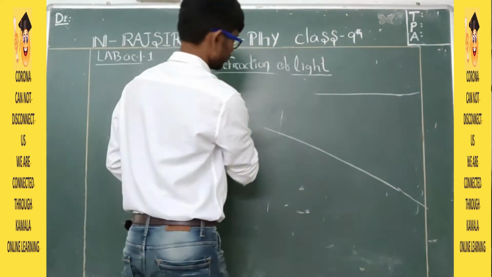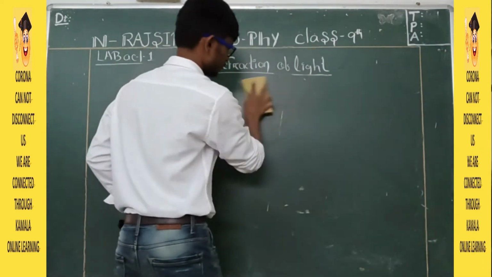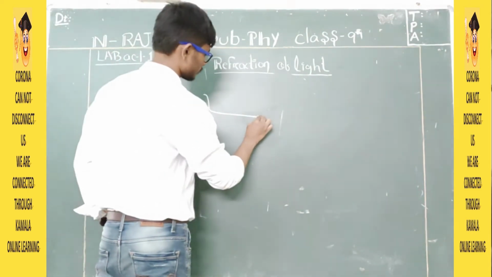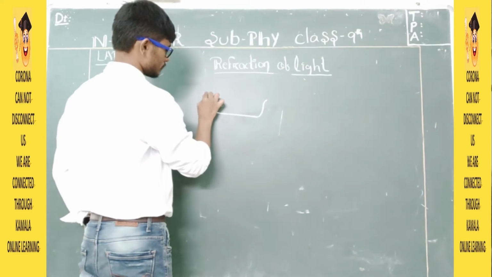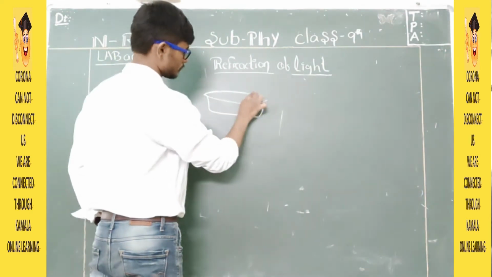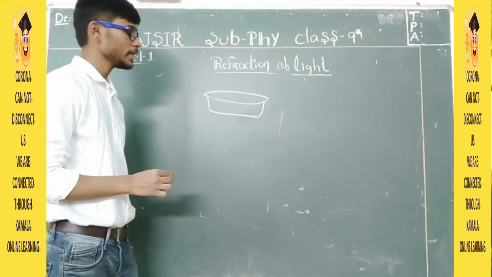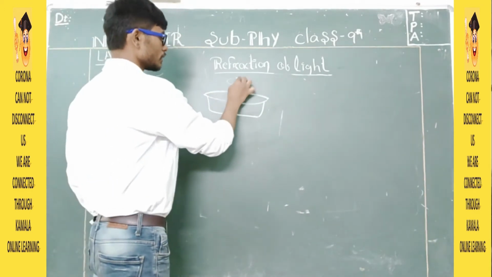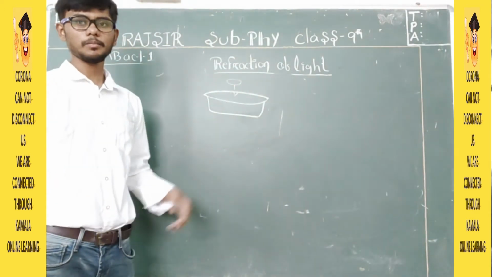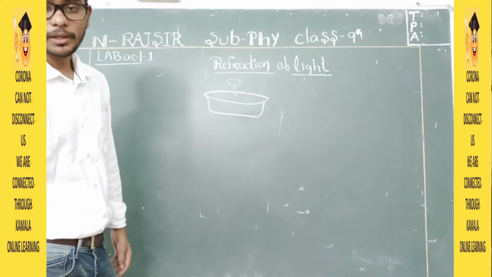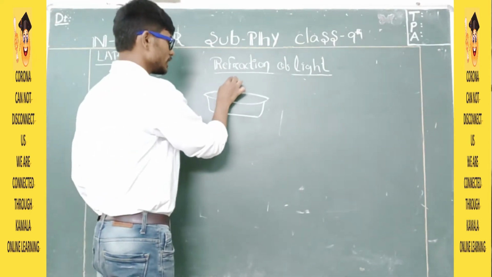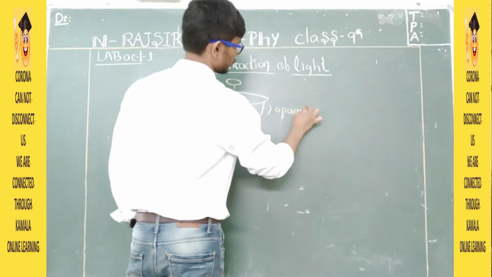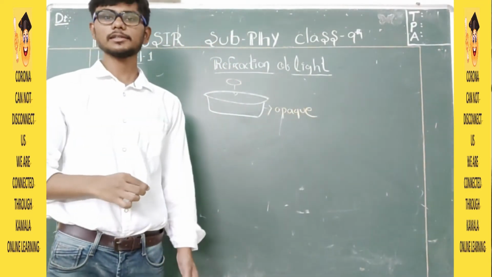Suppose this is a tub. Okay, in this tub we have placed a coin. Now this coin is falling down. What you need to understand is that these walls are opaque. The wall of the tub is opaque, so you cannot see.